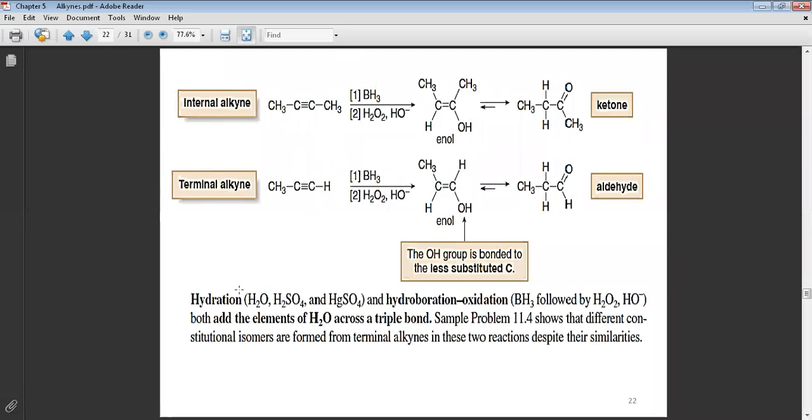He said the hydration with this. Yes, we know, H2O with the acid, and oxidation with this. Both add the elements of H2O across the triple bond. Yes, we know that. It will be added to the double bond and give you the keto form because of the tautomers.